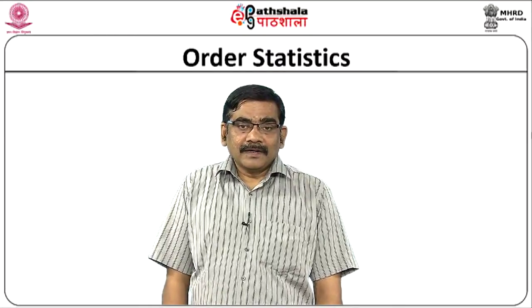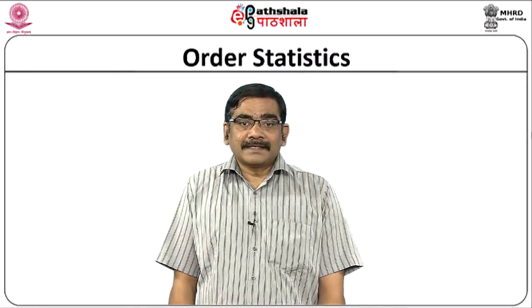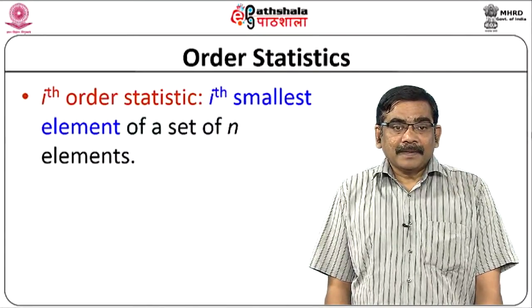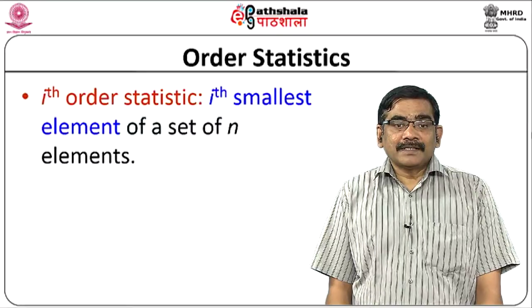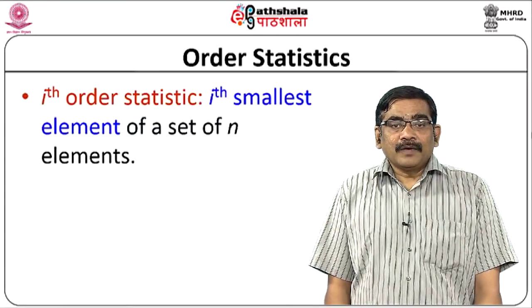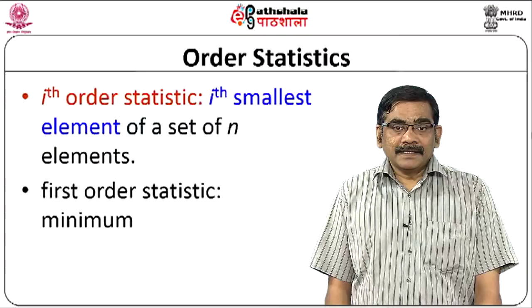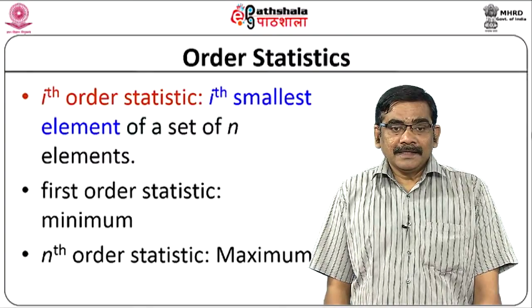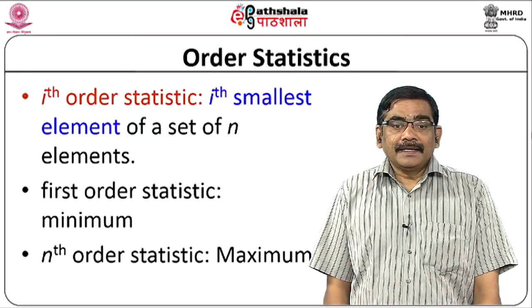The next category of algorithm that comes under decrease and conquer is called order statistics. Order statistics means the statistics like maximum, minimum, median, mean, mode. These are all examples of order statistics. Out of all the problems, we are interested in finding the ith order statistic. That means, given a list, what is the ith smallest element of the set of n elements? The first order statistic is the minimum and the nth order statistic is the maximum.